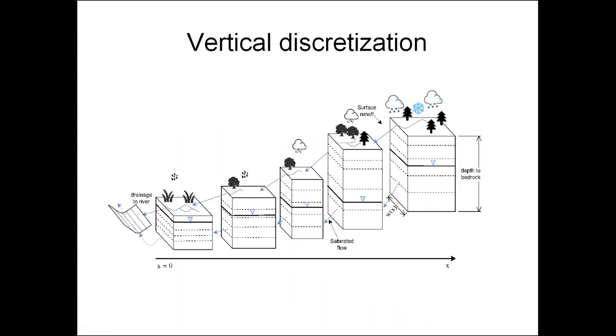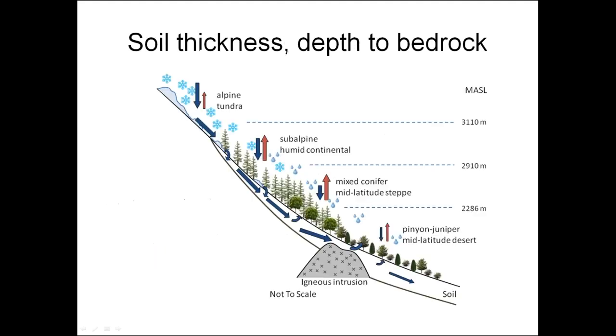And then going on to vertical discretization of these columns, by breaking up the hill slope into columns, if we have information like soil texture variations with depth in the different elevation bands, we could easily vary the number of layers. We could also vary the depth. And the depth of the column would be important as it relates to depth to bedrock.